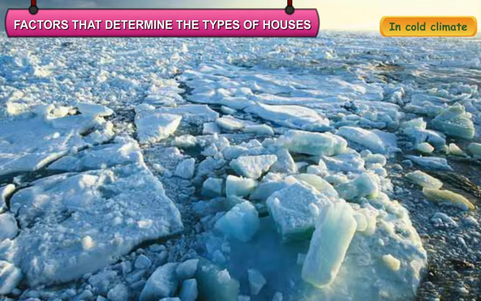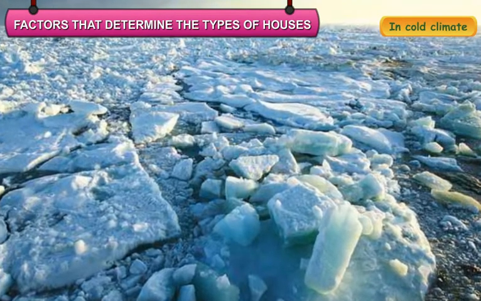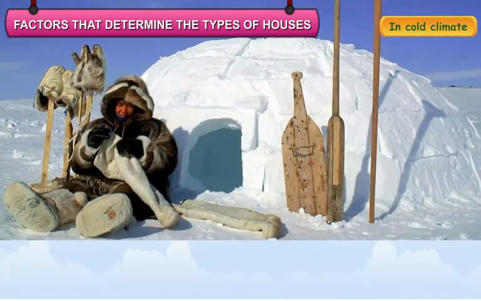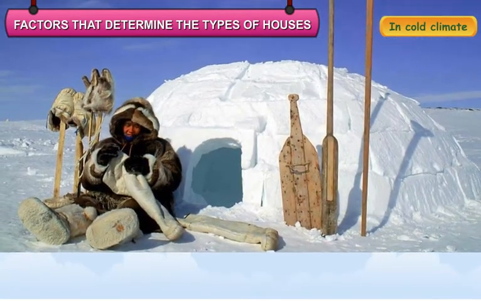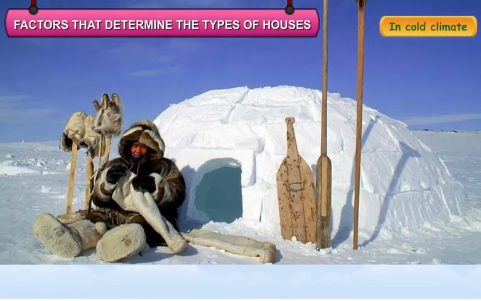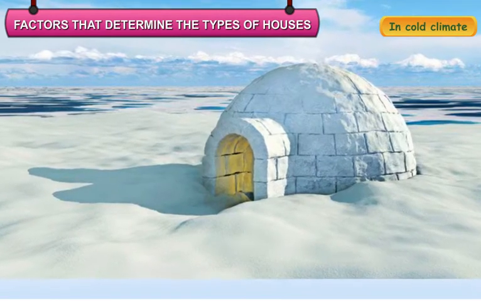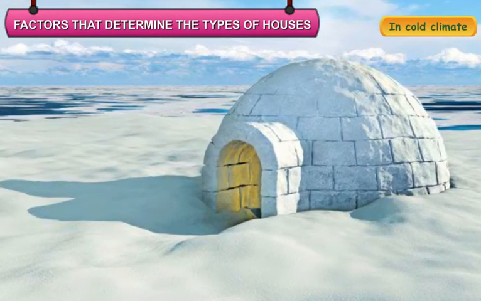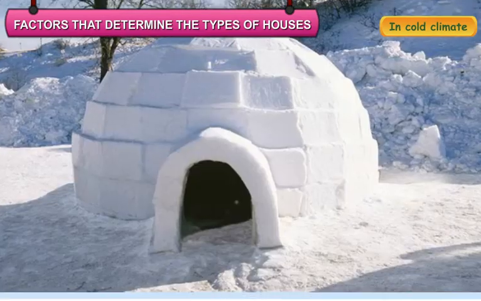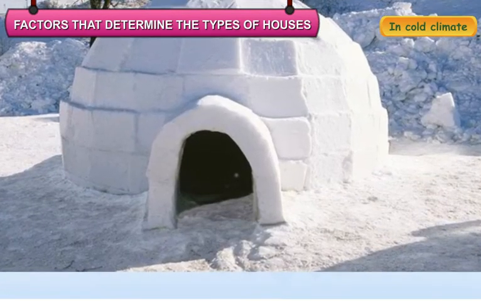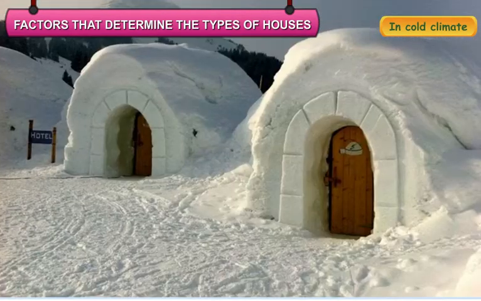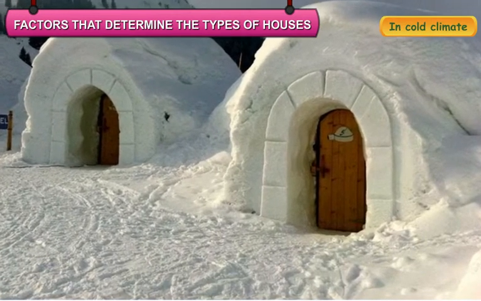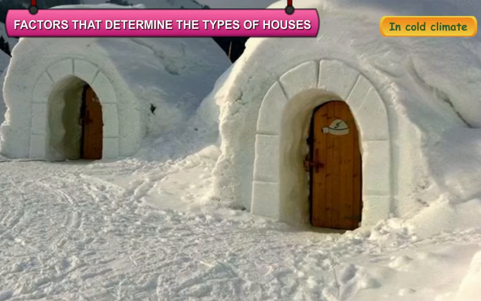In cold climate. In the Arctic region, the surface is covered with snow throughout the year. People living in this region are called the Eskimos. They make dome-shaped houses using ice blocks. These houses are called igloos. Igloos protect the Eskimos from cold winds. The Eskimos cover the floor of their igloos with fur and animal hide for warmth.